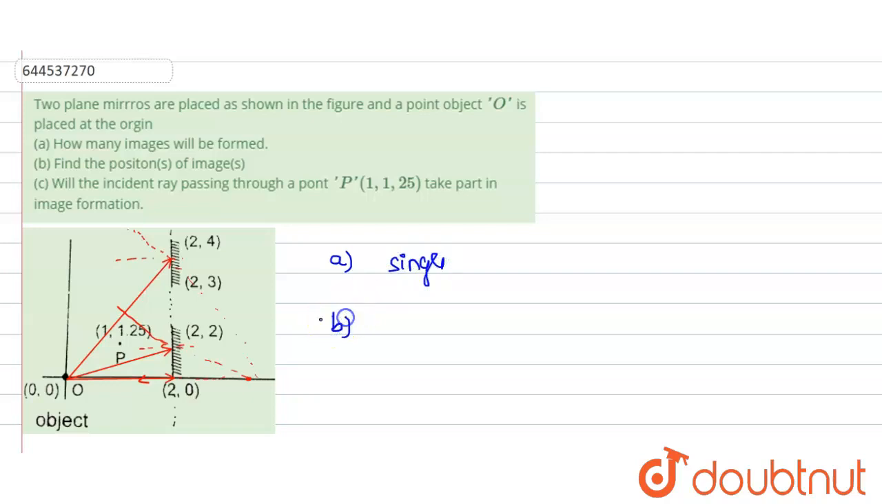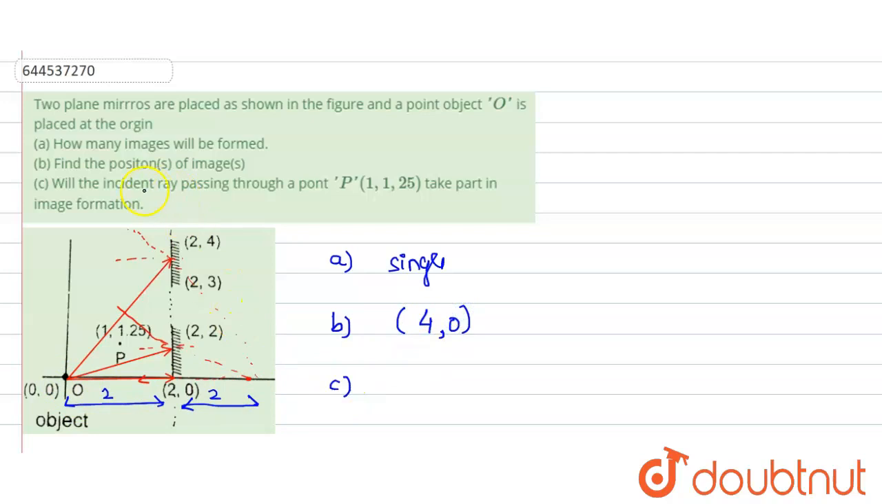Now in the B part, what is the position of the image? We know that the distance of the object from the mirror is the same as the distance of the image from the mirror. So the distance of the object from here to here is 2. So where would the image be formed? It would be formed at a distance of 2. So what are the coordinates? The image is formed on the x-axis. From here to here, the distance would be 4. So we can say the coordinates are (4, 0).